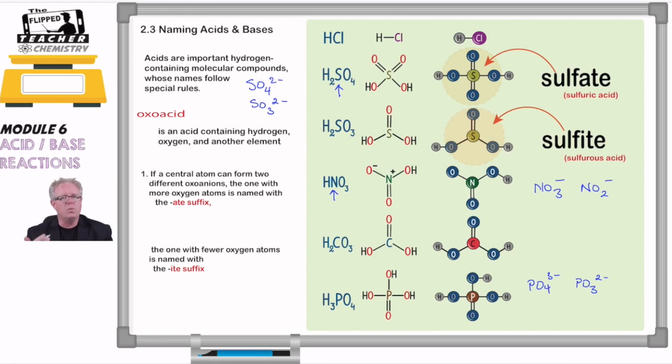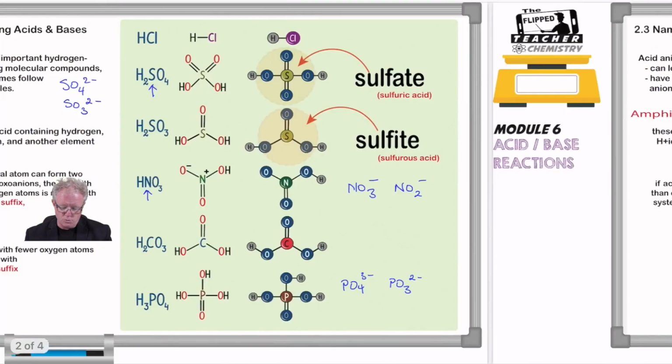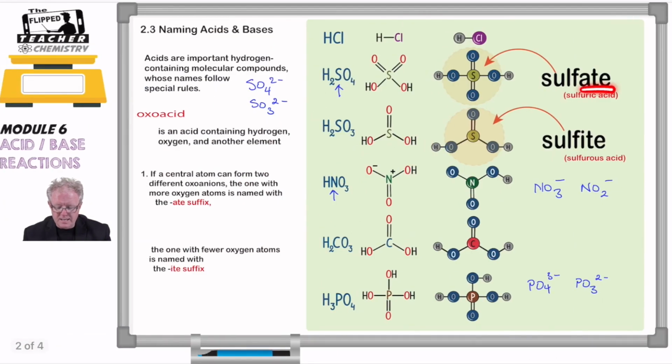But when we put them into water, it makes different types of acid. An ate will make an ic acid. So nitrate makes nitric acid. Sulfate makes sulfuric acid.